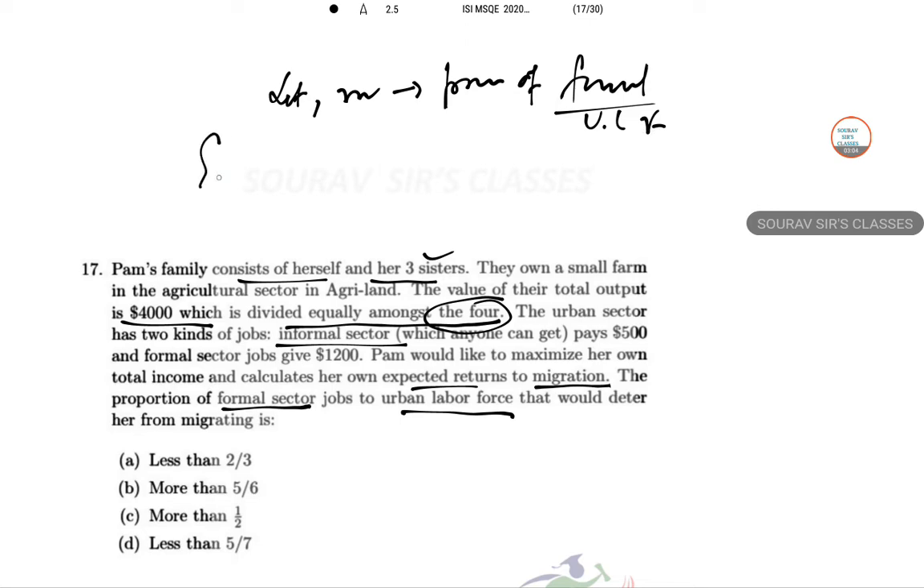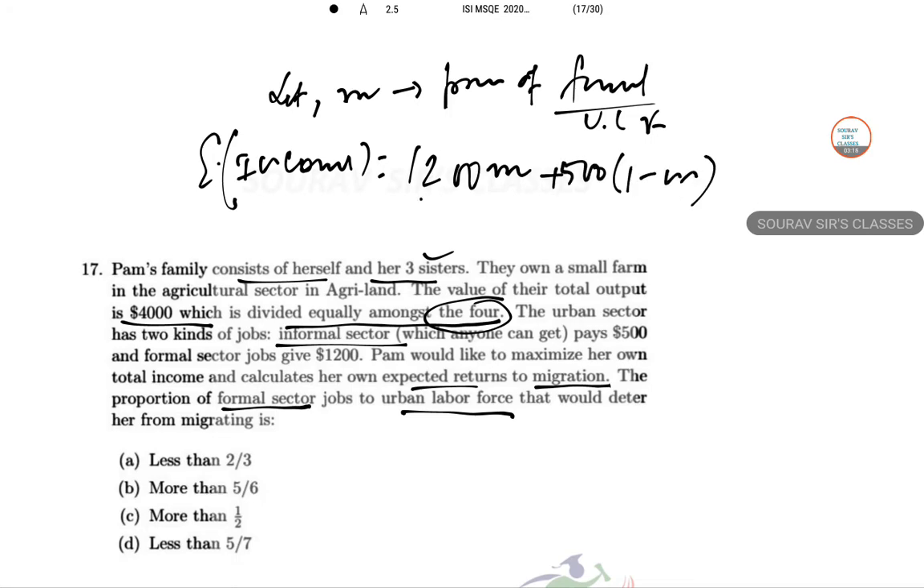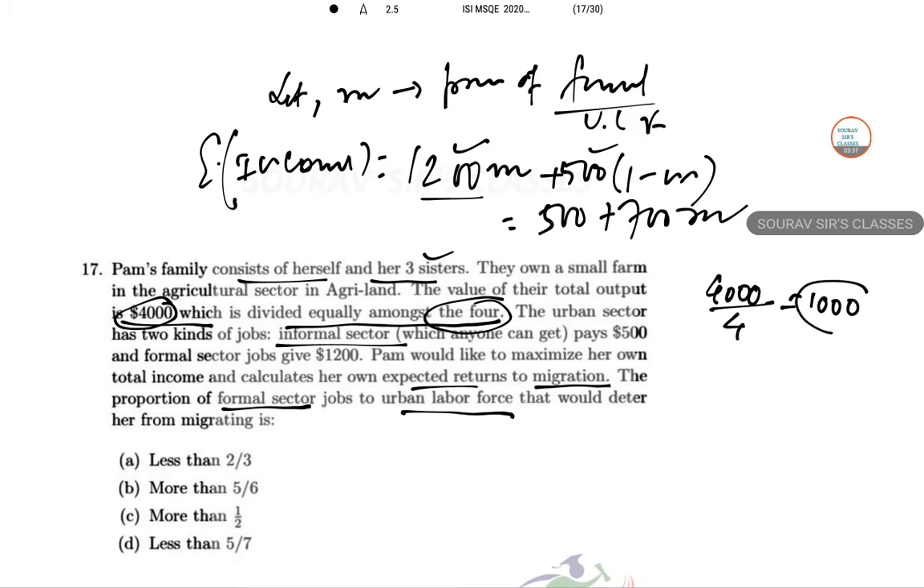So the expected income for migration is 1200 M plus 500 into 1 minus M, the proportion which ends up in the formal sector and the informal sector respectively. So this is 500 plus 700 M. Now income from not migrating: if they don't migrate, then 4,000 divided by 4, that is the income from the farm.